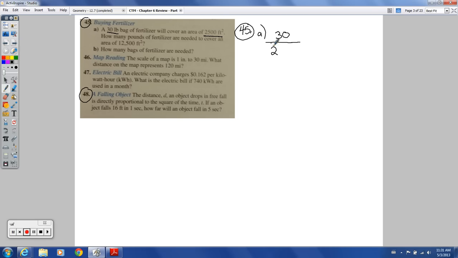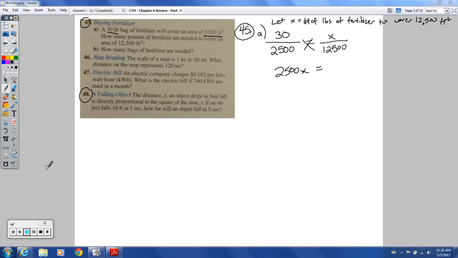But I see 30 will cover 2,500. So I'm going to say that fraction should equal X pounds. I don't know how many pounds. So let's say let X equal number of pounds. Get in good habits here. Let's say what these things stand for. So X pounds of fertilizer to cover 12,500 feet squared. Okay, so X over 12,500. From there I would cross multiply. 2,500 X would equal this times 30. Let me get out my calculator for that.